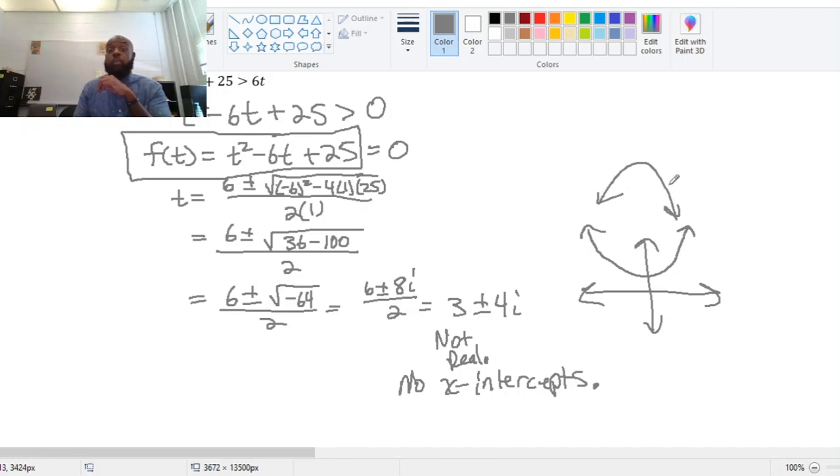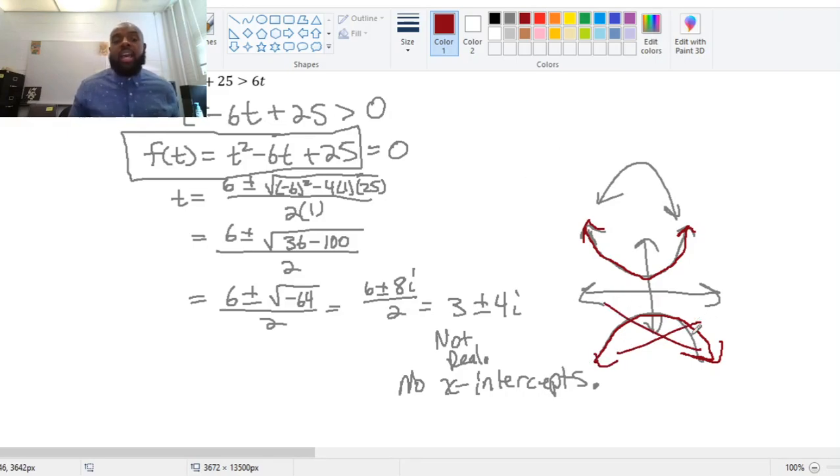Well, let's look at it. It's going to be opening upward this way and having no x-intercept, or it could open downward and have no x-intercept. The reason why I know it doesn't open downward is because my leading coefficient is positive, so it has to open upward. So it has to be completely above the x-axis.